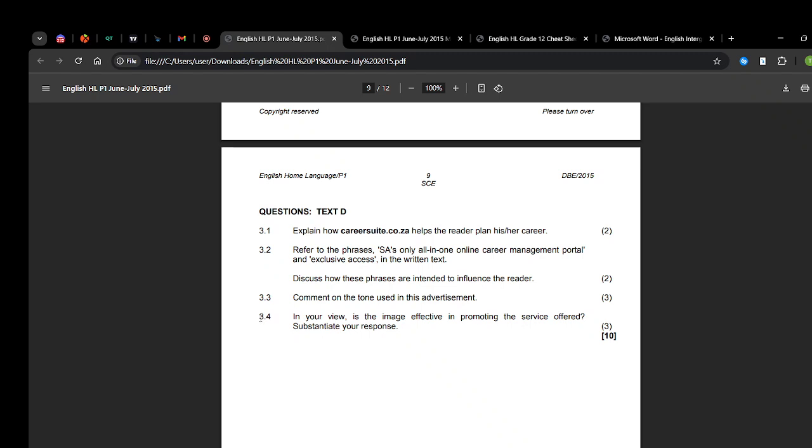And then if we quickly do the last question here, this is now a personal opinion question. So here I can't really say wrong or right answer, but we will still go through it. In your view, is the image effective in promoting the service offered? Substantiate your response. You understand? So now, guys, in the next exams, for these 3 or 4 mark questions, I just want to see 3 out of 4, 4 out of 4. Let's operate at the highest level, guys. I've given you the juice now in my notes: what they expect, how they expect you to answer. So, in your view, is the image effective in promoting the service offered?